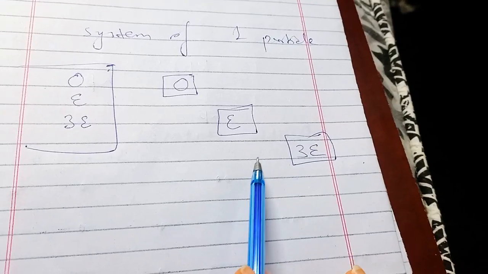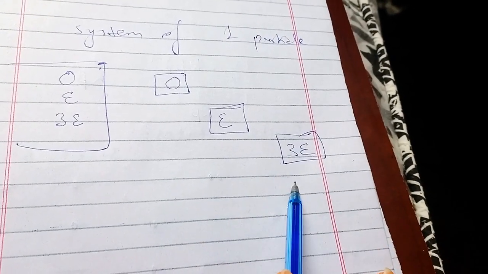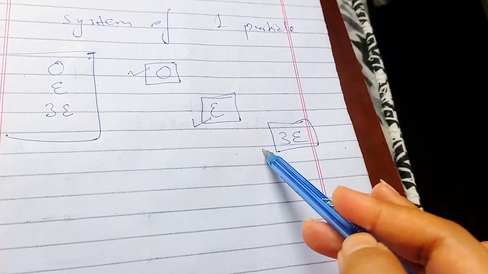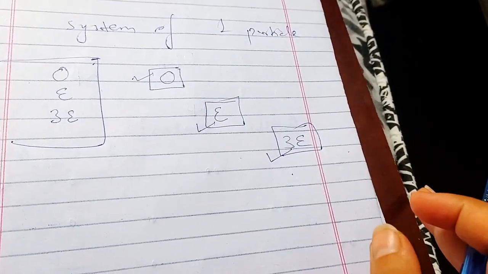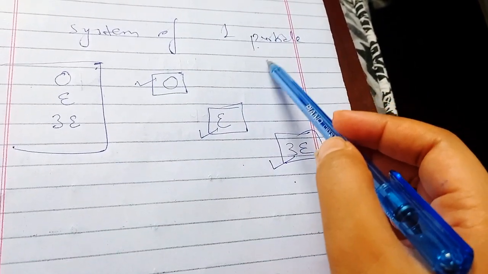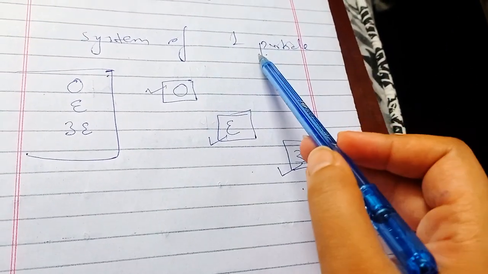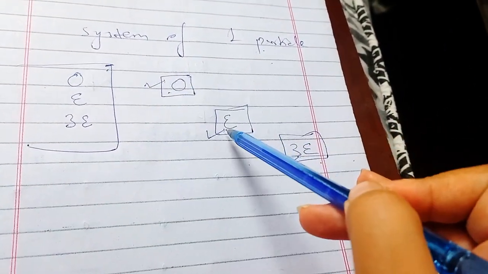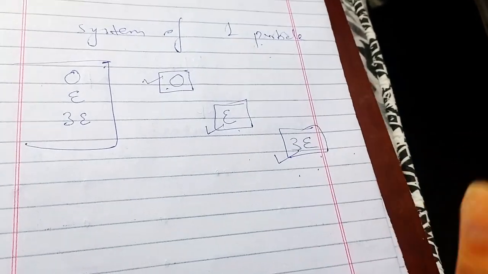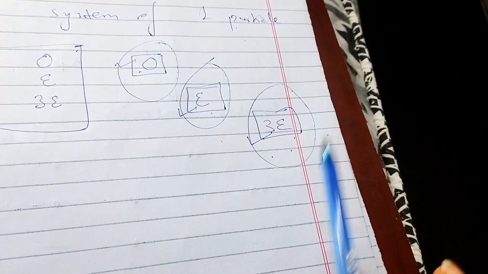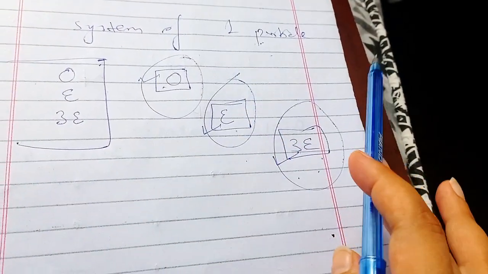A single particle could not be in more than one state. Okay, it could be at this state or this state or this state. It's not possible that this particle is both at E and 3E. That's not possible. Okay, that's for sure. It is either in this state or in this state or in this state at a time. All right, so we have these three different states this particle could be in.